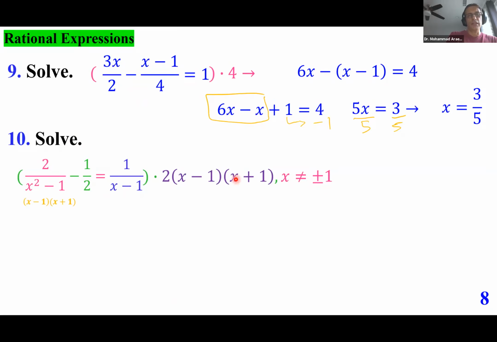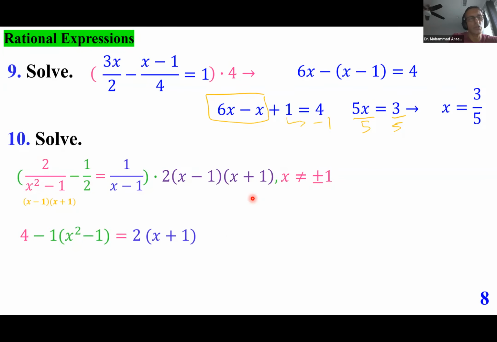When we multiply this by the first one, I hope you realize x squared minus 1 is the same as x minus 1 and x plus 1. Therefore, this goes away. You have 2 times 2, which is 4. When you multiply it by the second piece, 2 goes away, minus 1 times this product, which is obviously x squared minus 1. Remember, we know this product is x squared minus 1. The right side, x minus 1 goes away. So you have 1 times 2 times x plus 1. This is what we have.